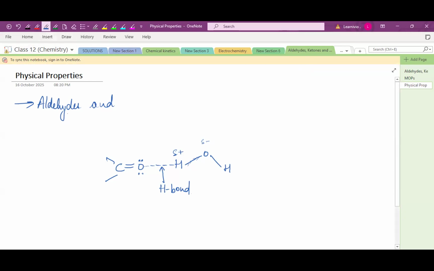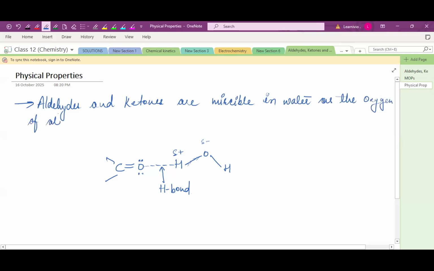Yes, ma'am. Okay, so now write down: aldehydes and ketones are miscible in water as the oxygen of aldehyde and ketone can form hydrogen bond with water.